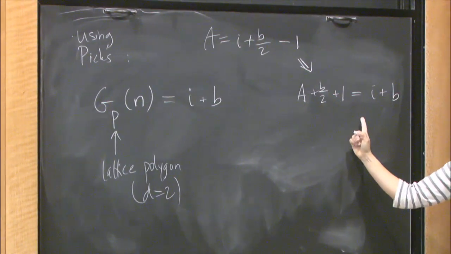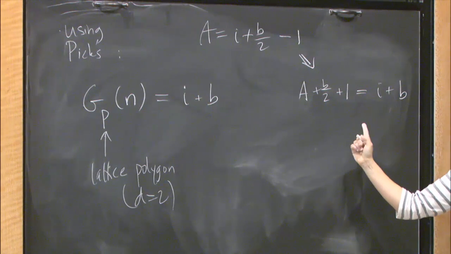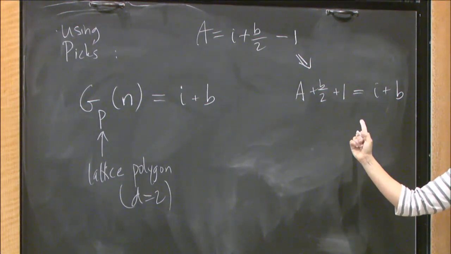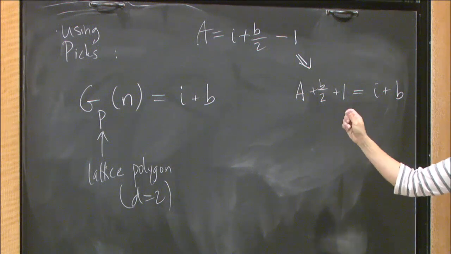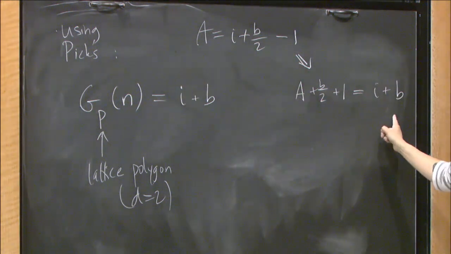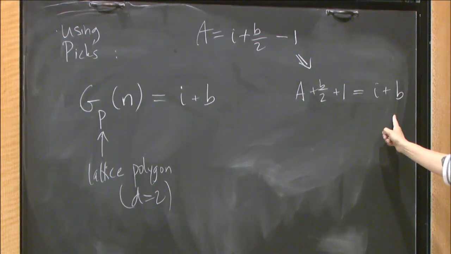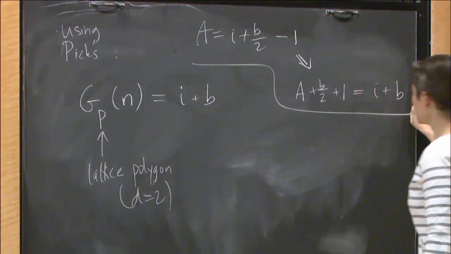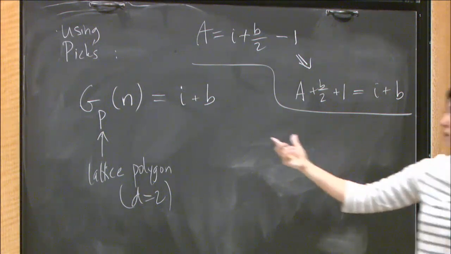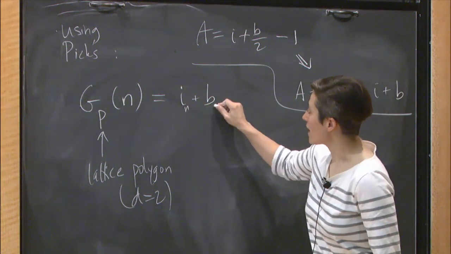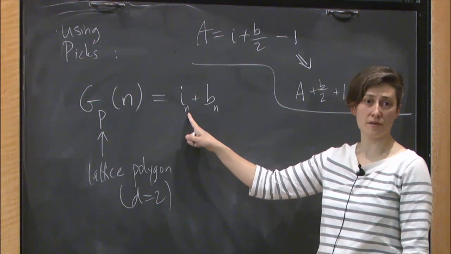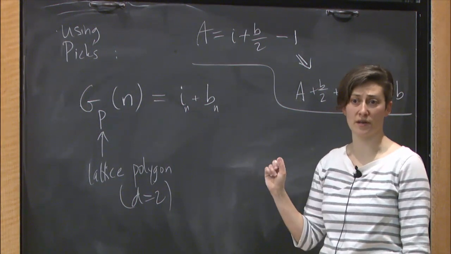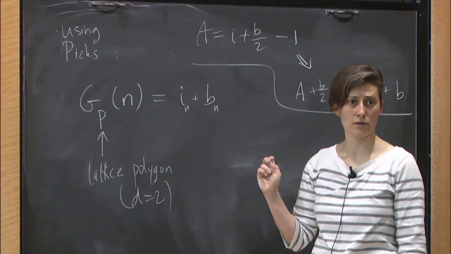Everybody happy? You should be checking me. Does that look right? Minus B over 2? No, I wanted to add B over 2 to both sides, but thanks for checking. Okay, everybody happy? Great. So let me write this as I_n plus B_n. This is the number of interior points of the nth dilate plus the number of boundary points of the nth dilate. Everybody see what's going on?